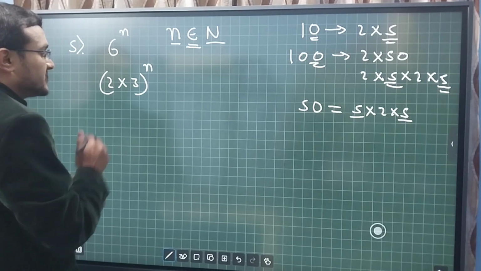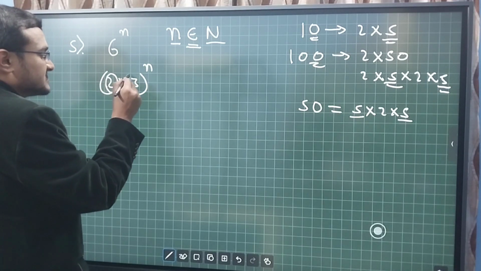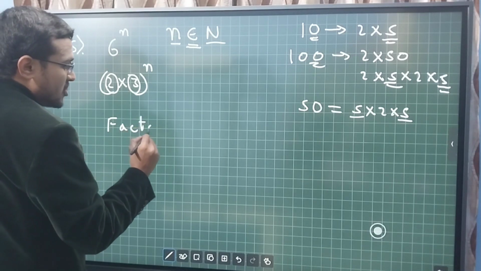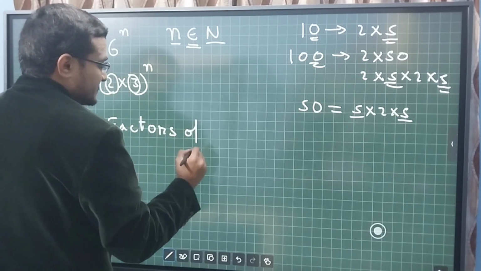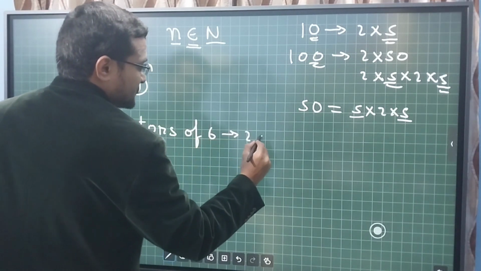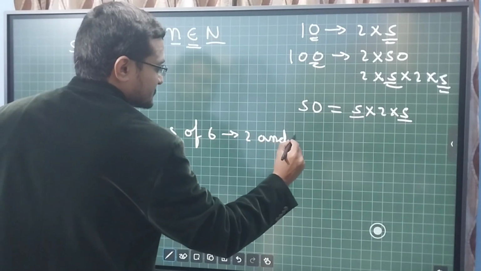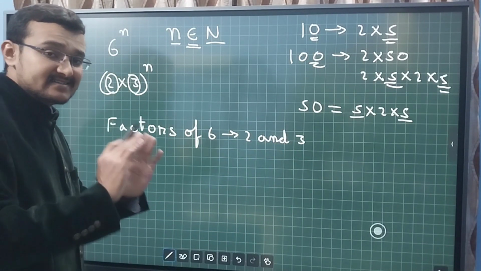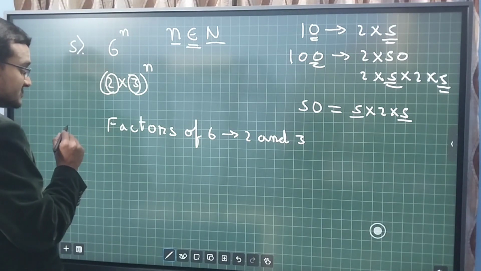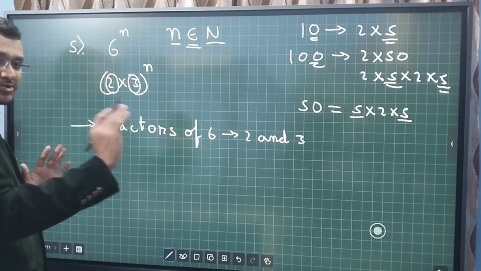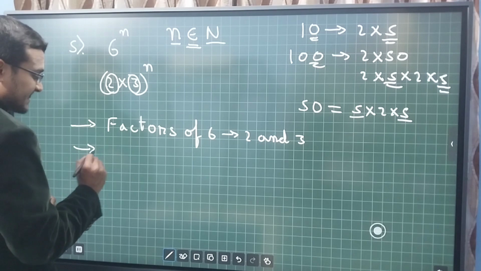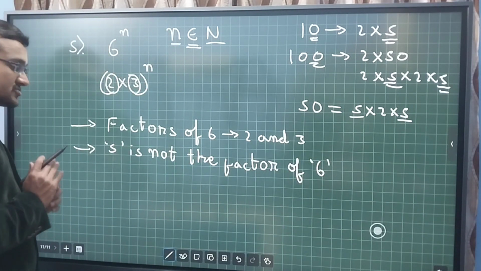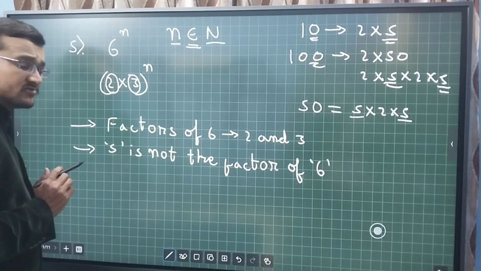So 2 into 3 whole power n means the factors of 6 is 3. So here factors of 6 is 2 and 3. So here factors of 6 is 2 and 3, and here 5 is not a factor of 6. So the first point is 2 and 3 are the factors of 6. The second point is that 5 is not a factor of 6. So this is the second point which you have to remember.